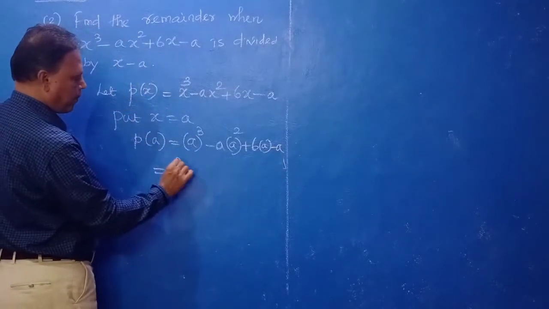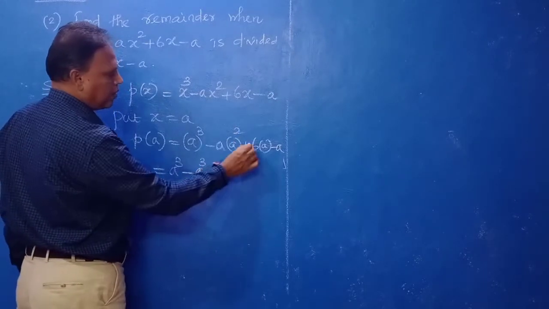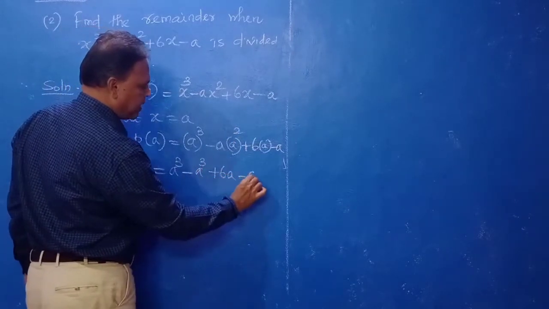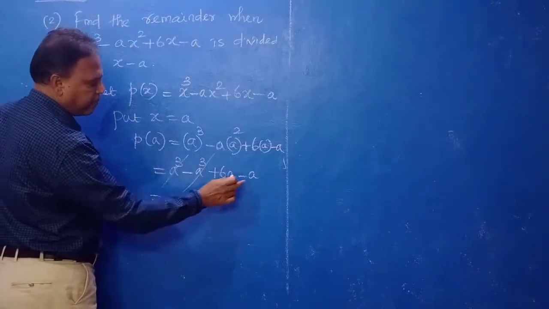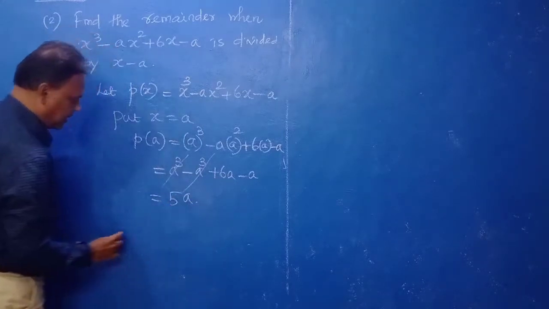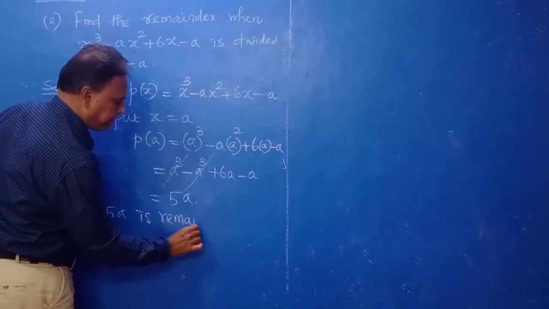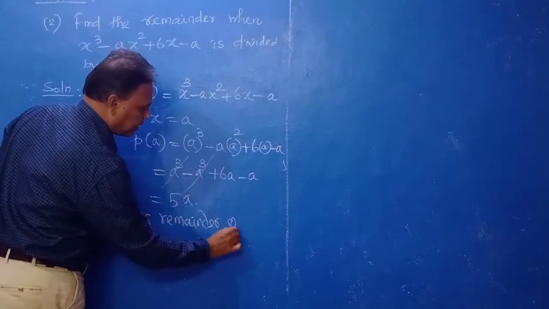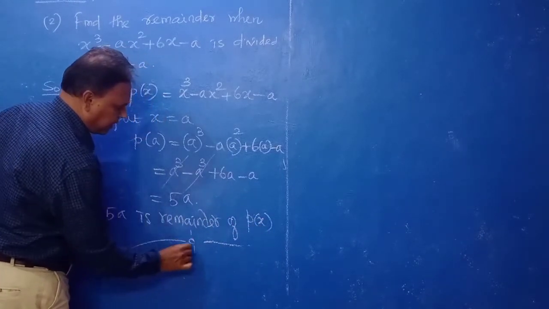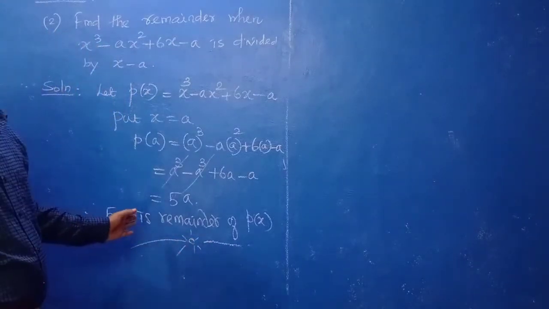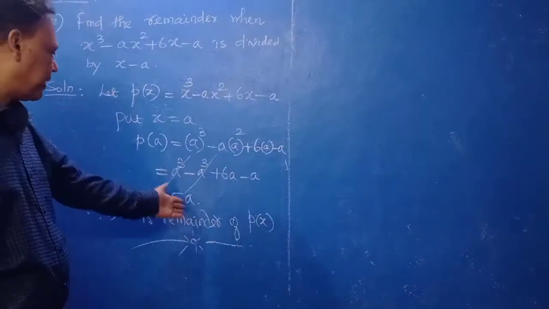A cube minus a squared into a, which is a cube, plus 6a minus a. So a cube minus a cube cancel, and 6a minus a is 5a. Therefore 5a is the remainder. Easily you can find out the remainder of p of x. Very simple. The value of the polynomial is the remainder.